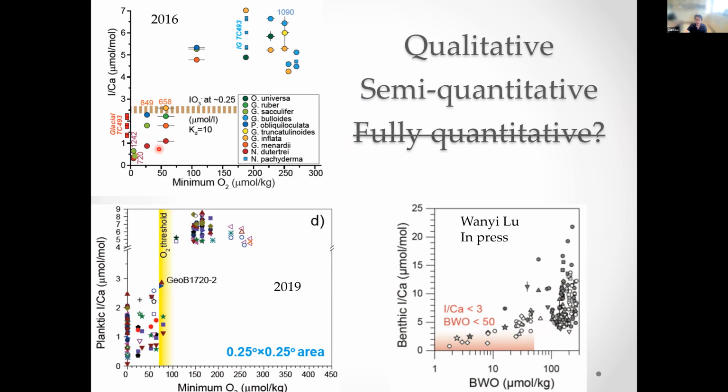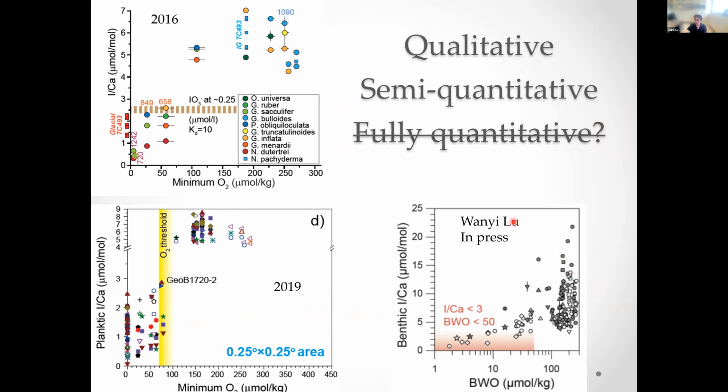You can try to do that, but I think it's really problematic if you try to apply these equations back in the rock record or in your downcore record, because there is a lot of scatter, and also because of this threshold behavior. So at least for me personally, I don't see an easier way to use iodine calcium as a fully quantitative proxy, at least not across the entire O2 range.